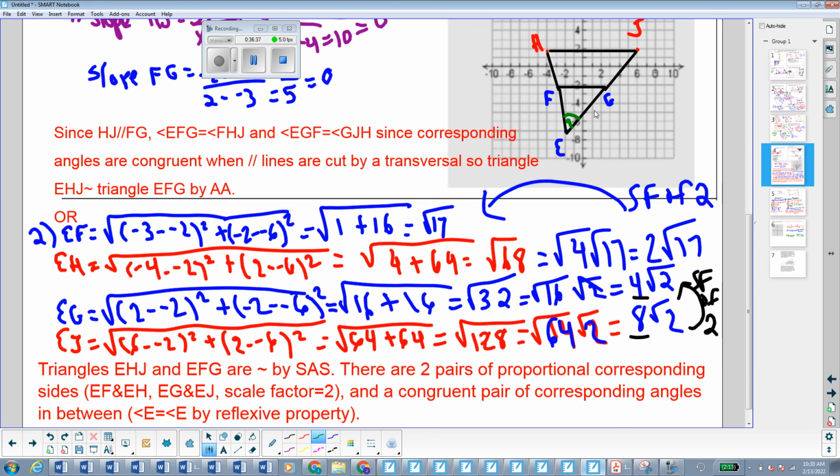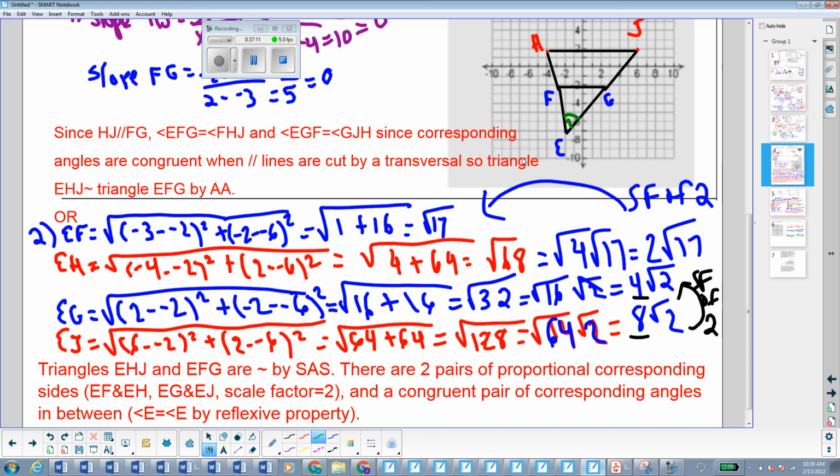So in order to see if the surrounding corresponding sides were proportional, I first found the length of EF, which is a side from the small triangle, and I found the length of the corresponding side from the big triangle, EH, both using the distance formula. I found radical 17 for EF and radical 68 for EH. Simplifying radical 68, I got 2 radical 17. So we can see that they are proportional by a scale factor of 2. If we take radical 17 and multiply it by 2, we get 2 radical 17.